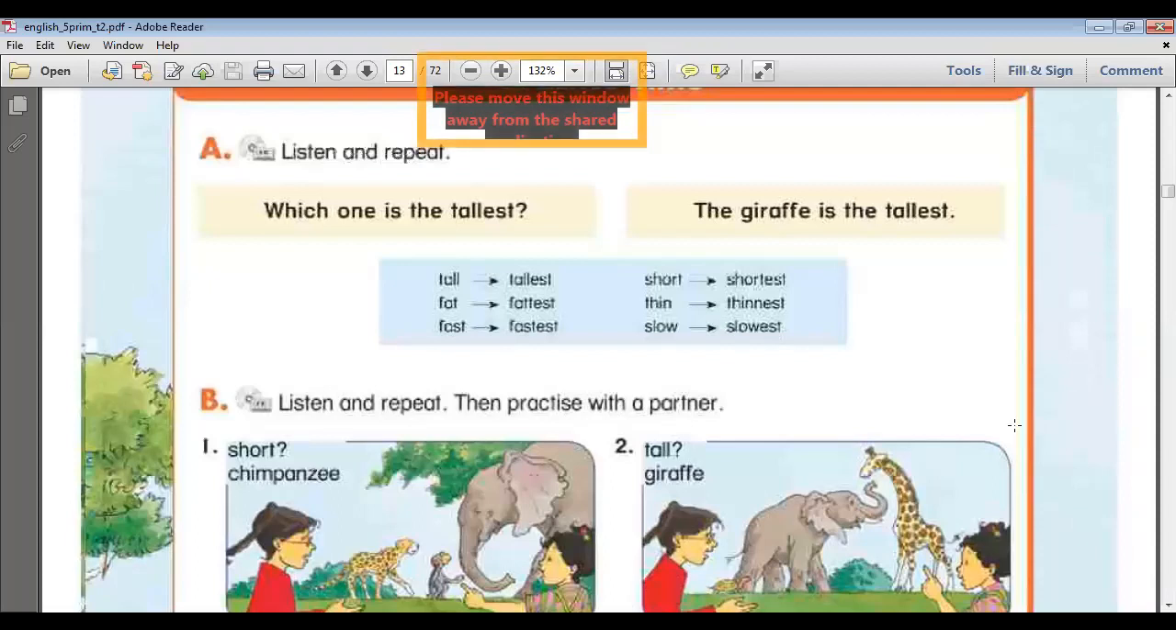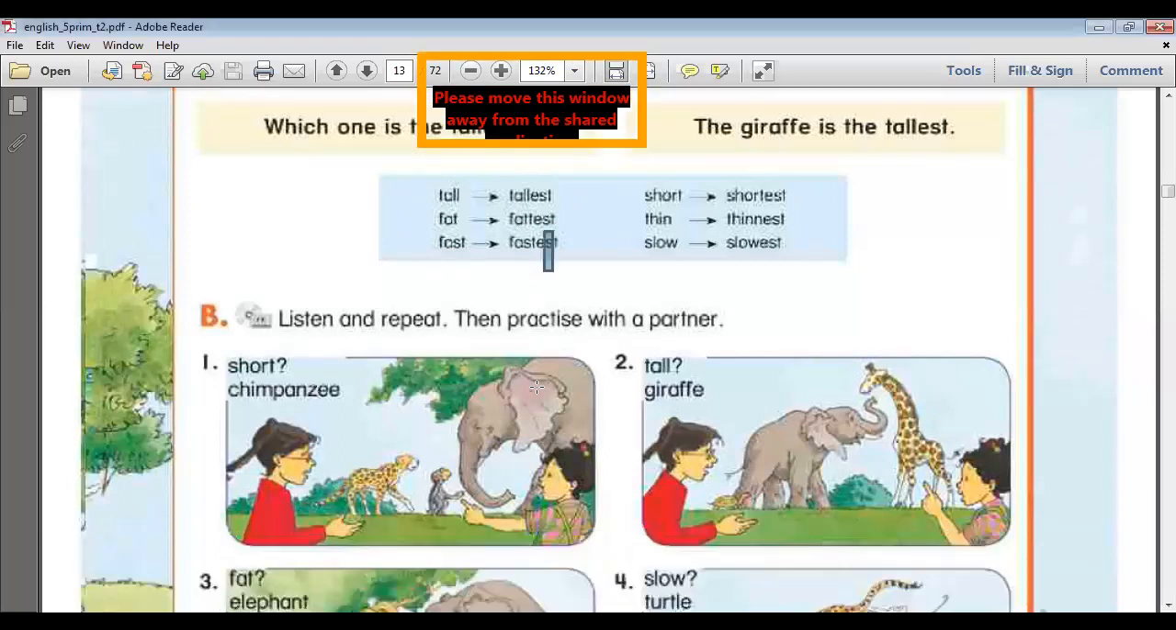Like tall means that you are tall. But if you are the tallest one, it means that nobody is taller than you. You are the tallest one in the class. Fat means that somebody is fat. So the fattest means that nobody is fatter than him, and so on. So what we should do here is just add EST. You just add EST after the adjective, just as a part of the word, and before it we use the. Like tall, the tallest; fat, the fattest; fast, the fastest, and so on.